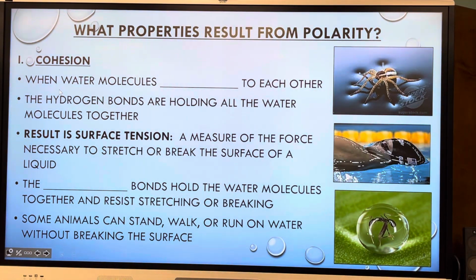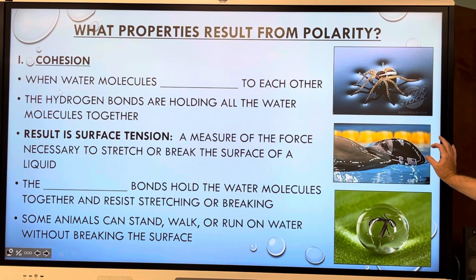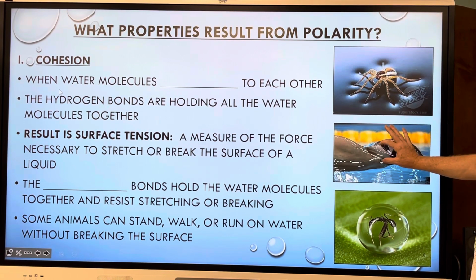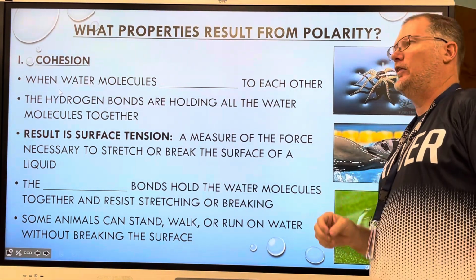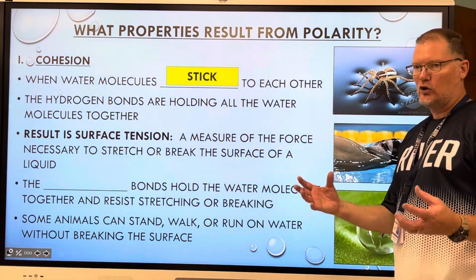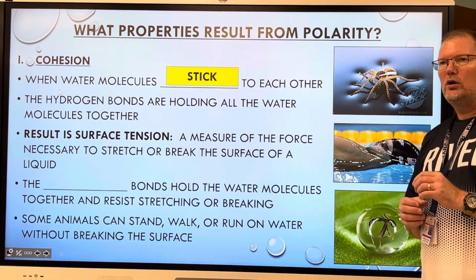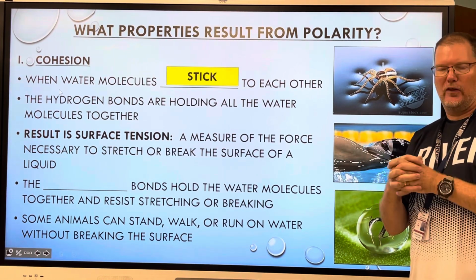Okay, what properties result from polarity? I love these pictures, they're amazing. This is just incredible. It's a swimmer who's coming up so fast out of the water, and the surface tension is allowing the water to stick in a form of the swimmer before it breaking the surface of the water. It's just a perfect capture with a camera that caught that picture. So when water molecules stick together, like I said, it's called cohesion. Co meaning the same in this case. So the same things sticking to each other.